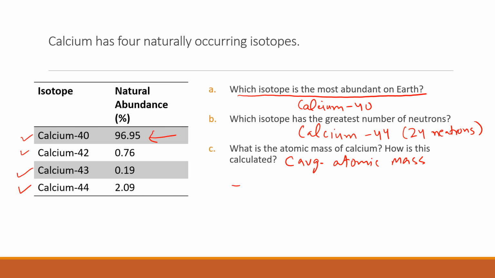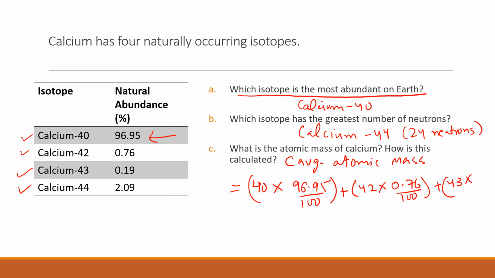The average atomic mass, as we learned in the previous slide, equals the mass of isotope 1, which is 40, multiplied by its fractional abundance, which is 96.95 divided by 100, plus the mass of the second isotope, which is 42, multiplied by its fractional abundance, plus the third isotope, 43, multiplied by 0.19 divided by 100, and then plus the final one, which is 44 multiplied by 2.09 divided by 100.